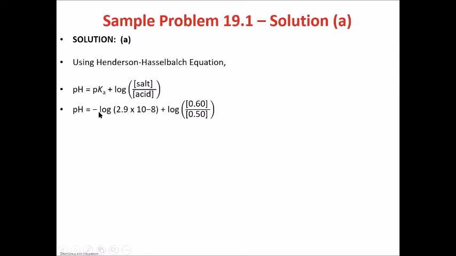Ka is given, so negative log 2.9 times 10 negative 8, plus log, okay, the salt is given, concentration 0.6, and then the acid 0.5. So then you get 7.62. Alright.